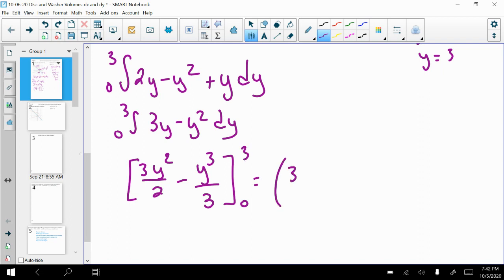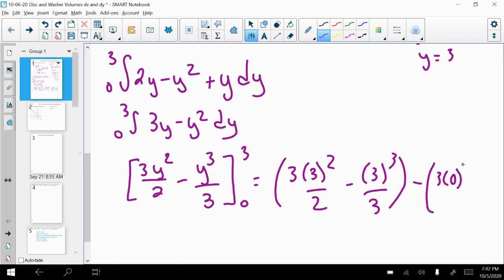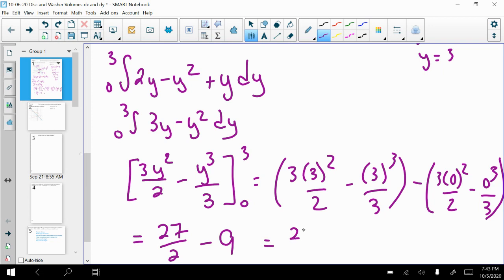So we plug in: that's 3 times 3 squared over 2 minus 3 cubed over 3. And then we love polynomials because that's 0 over 2 minus 0 cubed over 3, which all becomes 0, leaving us with 27 over 2 minus, that 3 will cancel one of those 3, so 3 squared, which is 9, which is 18 over 2, which leaves us with 9 over 2. So that's our final answer there.